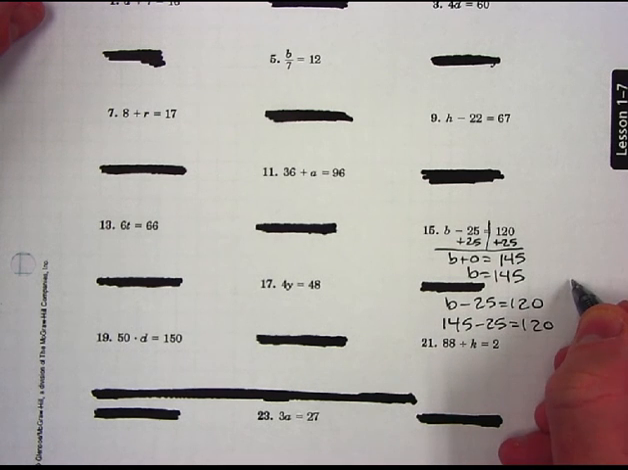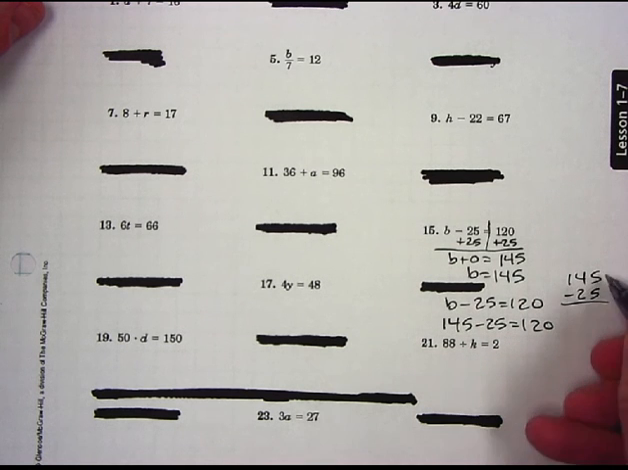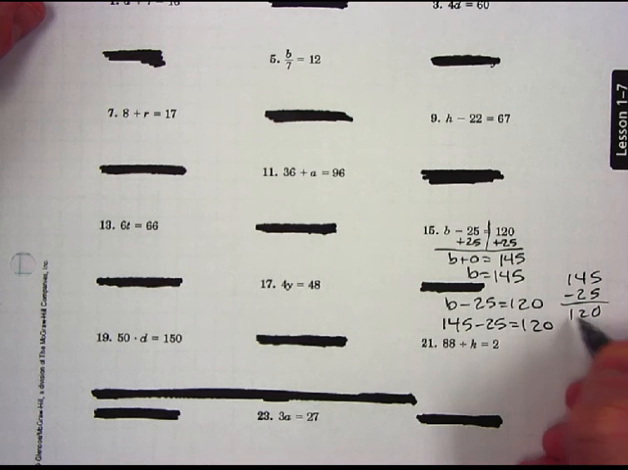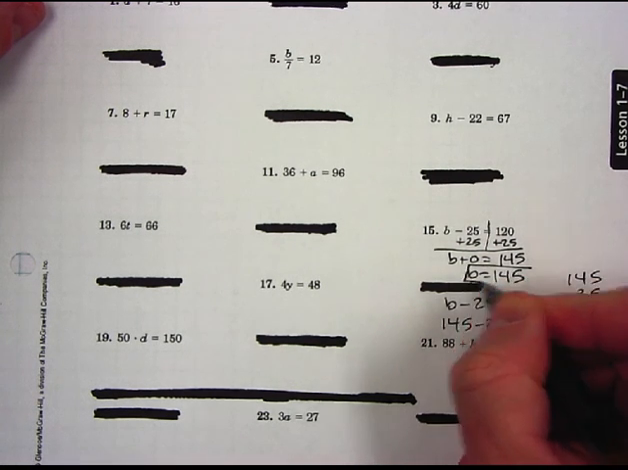Let me do it on the side here. 145 minus 25. 5 minus 5 is 0. 4 minus 2 is 2. Bring down the 1, so yes, 120. So that checks out, and our answer is definitely B equals 145.